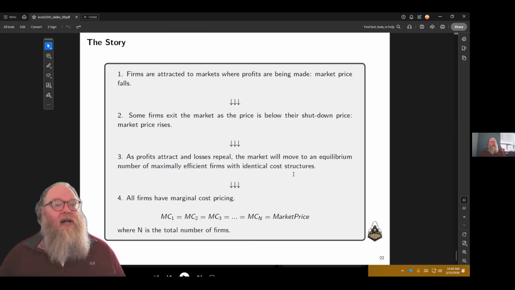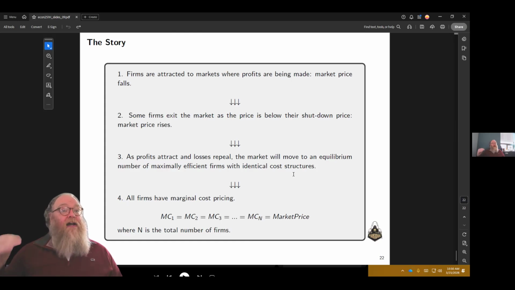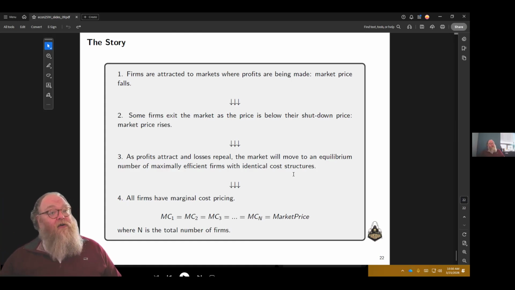So basically, the story is that whenever there are greater than zero profits, we expect firms to enter the market, but this causes market prices to fall, which erodes the profitability of the firms in the market.